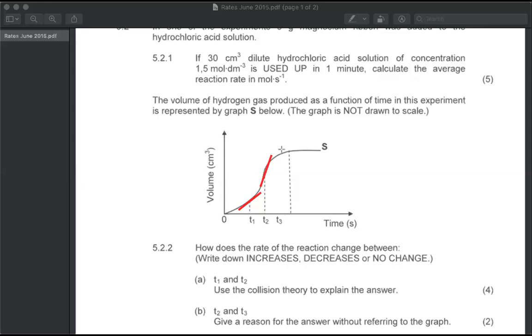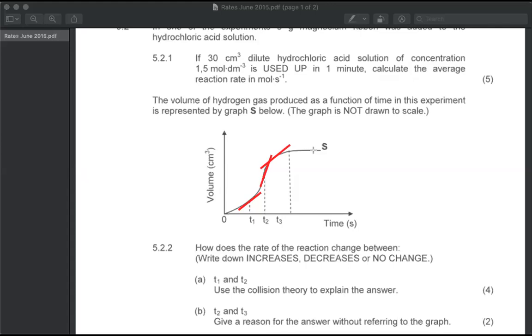Between T2 and T3, if I have to draw a graph here, look what's happening to the curve now. It's getting flat. So T1 to T2, the gradient is big, and T2 to T3, the gradient is getting smaller. So I think what it's telling you is, how does the rate of the reaction change between T1 and T2? You can say between T1 and T2, for question 5.2.2a, the gradient is large.